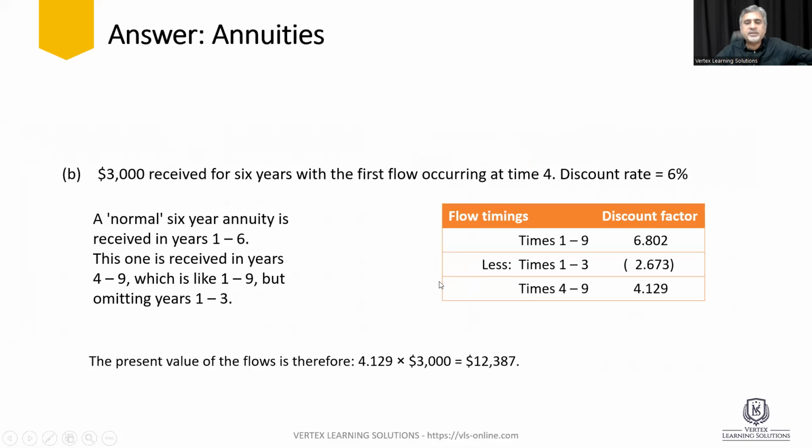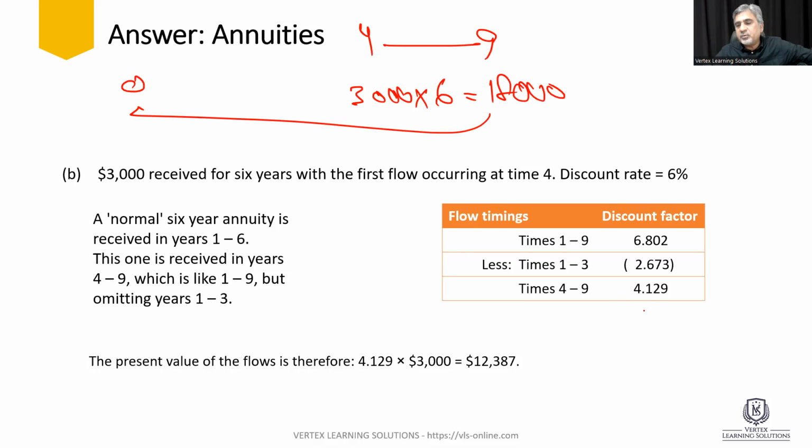And then you say, okay, now the answer is: $3,000 is the annuity amount, multiply with 4.129, and that is the present value of these 6 cash flows. 3,000 for 6 years. The total is 18,000 in nominal terms, because you are going to receive 3,000 six times, starting from year 4, ending at year 9. But the present value of this at time 0 is only 12,387.